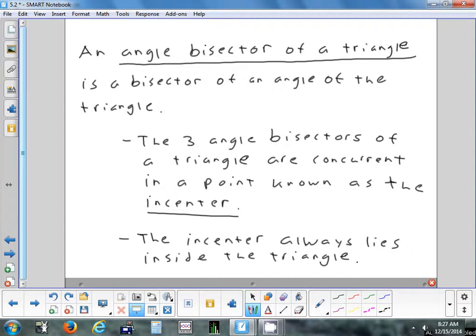Okay, the incenter is always inside the triangle. Okay, we saw for the circumcenter, that's not true. It could be inside, it could be on, or it could be outside, but not the incenter. Incenter is always inside.